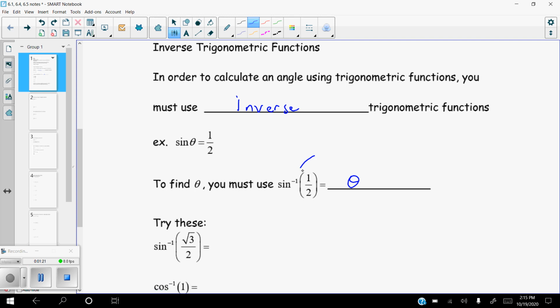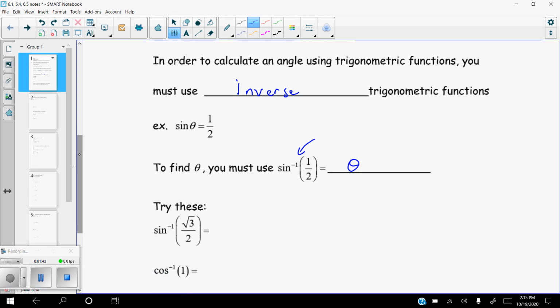So when you're given that little symbol right there, the -1 that looks like an exponent, that's your inverse. It means that whatever's inside of there would have been the result of taking the sine of some angle equals 1/2. So you have to ask yourself, okay, what would the angle be that would give me 1/2? Well, we have to remember a few things. We have to remember with inverse trig, we have to restrict the domain. And that's a really important concept here.